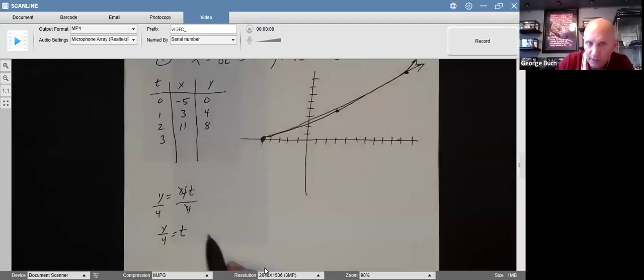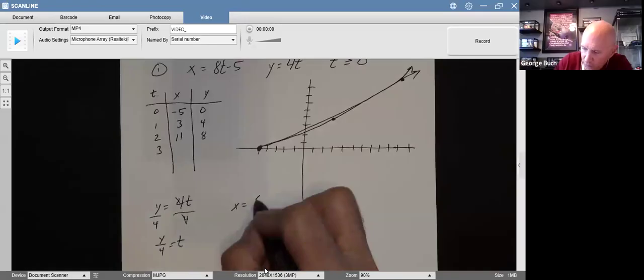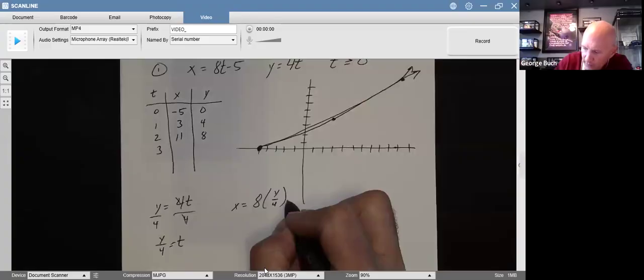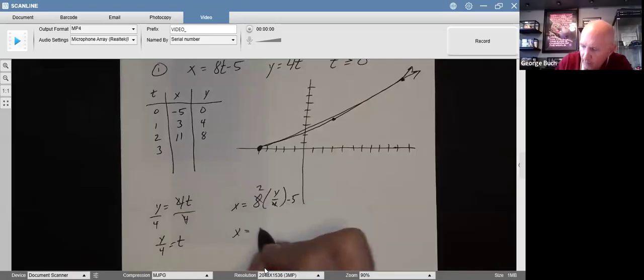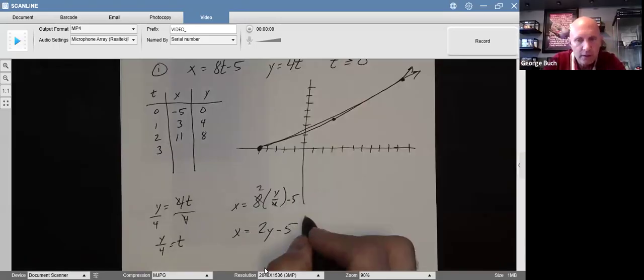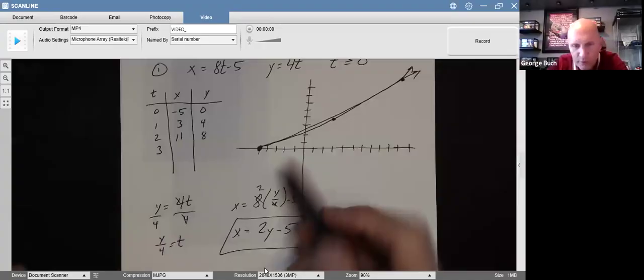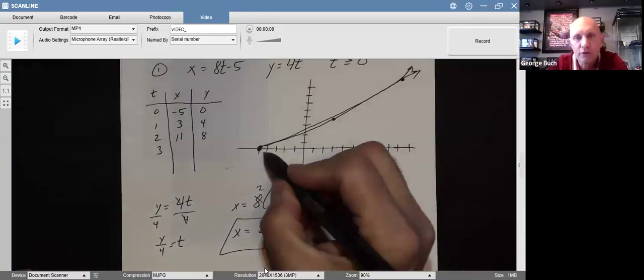So now plug that into our x equation. We get x is equal to 8 times t, which is y over 4, minus 5. So the 8 cancels with 4, giving us 2. So we get x is equal to 2y minus 5. That's what we get for our equation when we convert it. And again, if I had an actual grid spaced out right, this would just be a straight line, not a curve, going through these points.